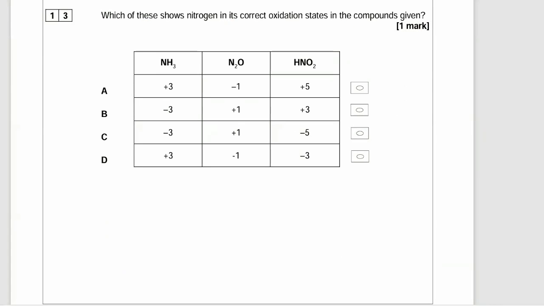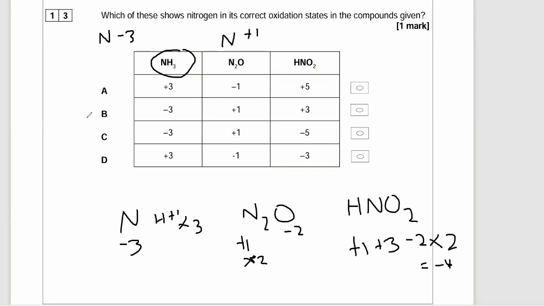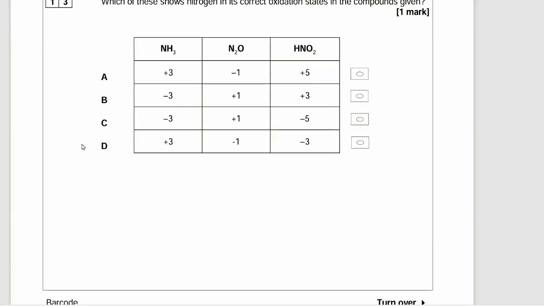Okie dokie, just 8 more of these to go. Which of these shows nitrogen in its correct oxidation states in the compound given? Well, let's have a little look here. In ammonia, it'd be -3 because essentially hydrogen's +1, so it needs to balance out. In this second molecule, N2O, the oxygen's always -2 unless it's with fluorine, so it's going to be +1 in that. And then over here in NHO2, it's going to be +3. You always base your oxidation states on the fact that oxygen is -2. So the answer is B here.